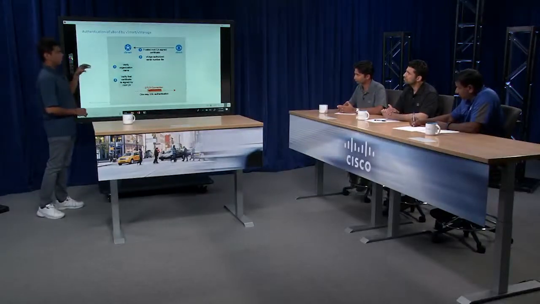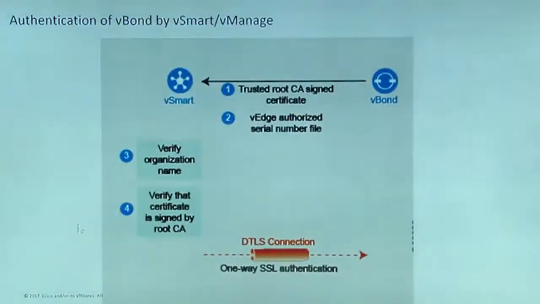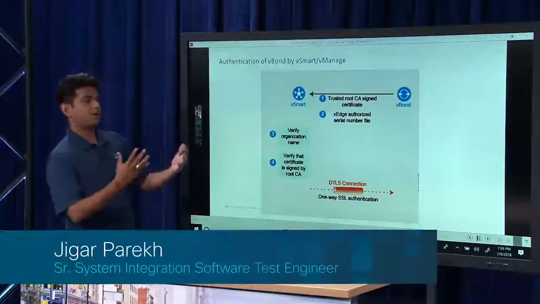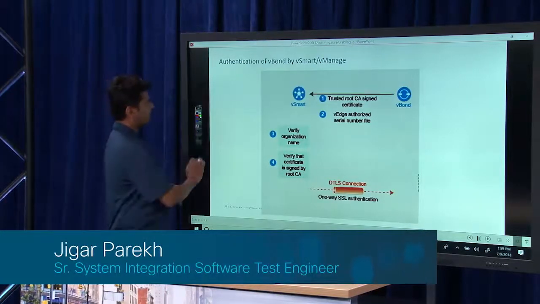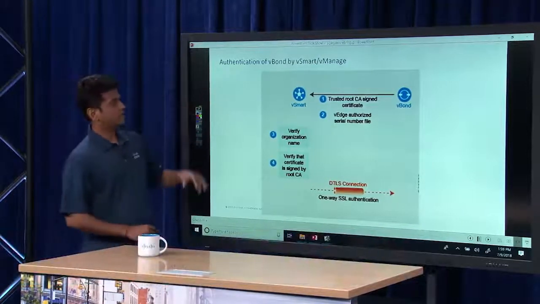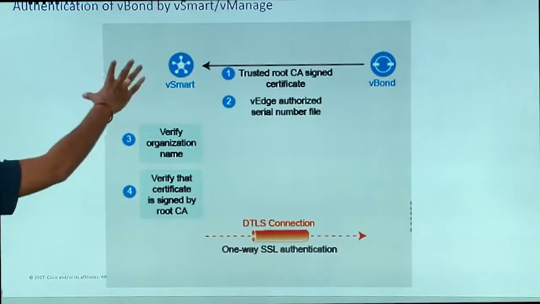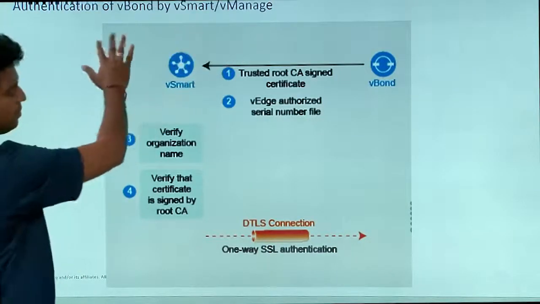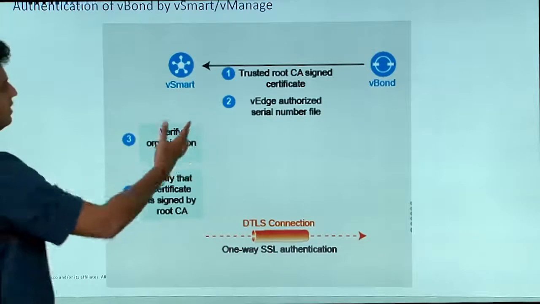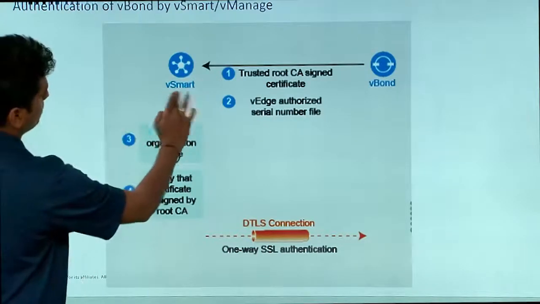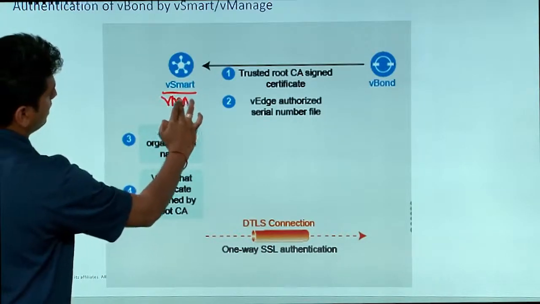Okay, now going down deeper, I'll just give you a brief about how the authentications work between each component: a vBond, a vSmart, vManage, vEdge, etc. So authentication here, authenticating the vSmart and a vManage by the vBond. The similar steps would be applicable for a vSmart or a vManage in this scenario.